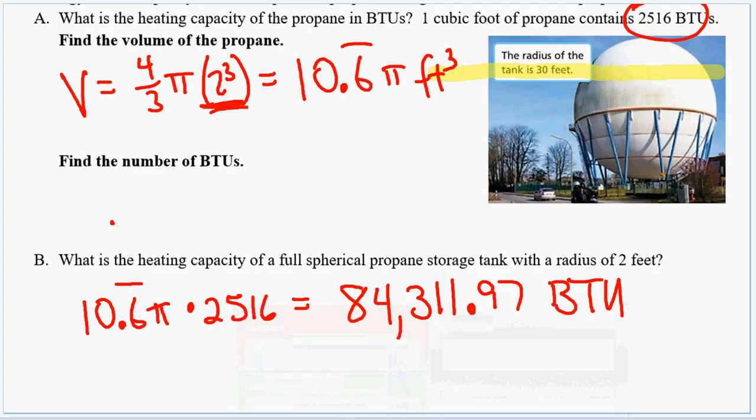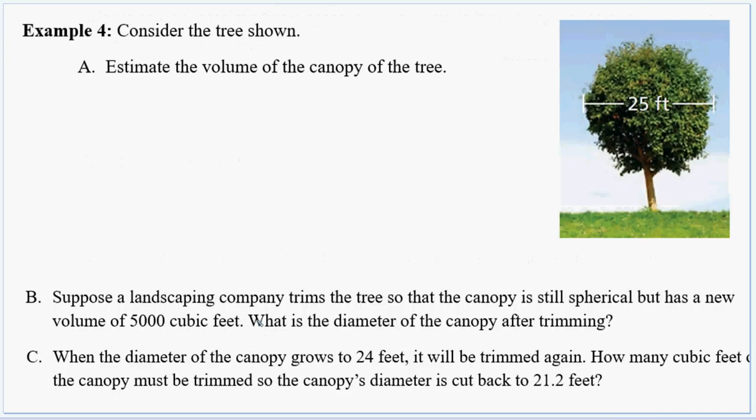Now, we worked with a propane tank. Here in example 4, we've got a tree. It's got sort of a round spherical-shaped canopy. So consider the tree shown. Diameter is 25 feet. So obviously the radius will be 12.5 feet. Estimate the volume of the canopy of the tree.